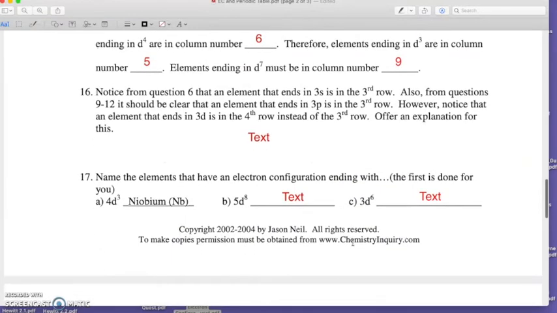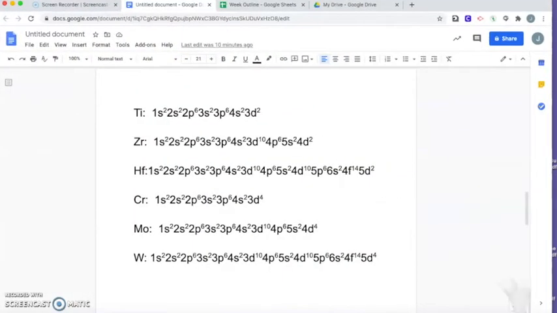So elements that end in 3s are in the third row. Also from questions 9 through 12 it is clear that the element that ends in 3p is in the third row. However, an element that ends in 3d is in the fourth row instead of the third row. Explanation for this? That's just the way the energy levels work out.